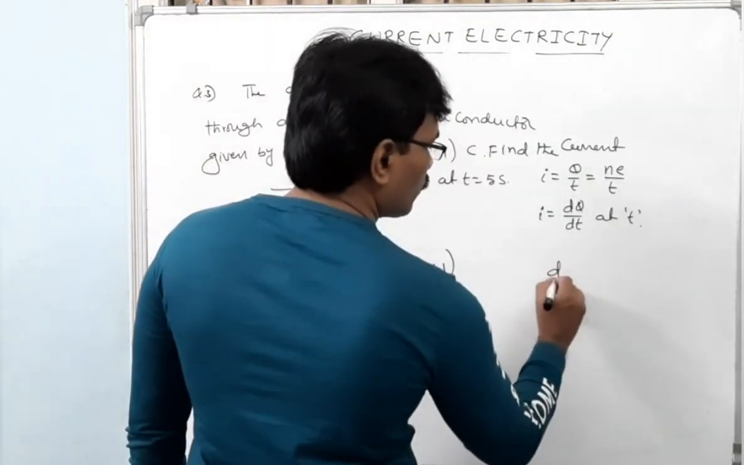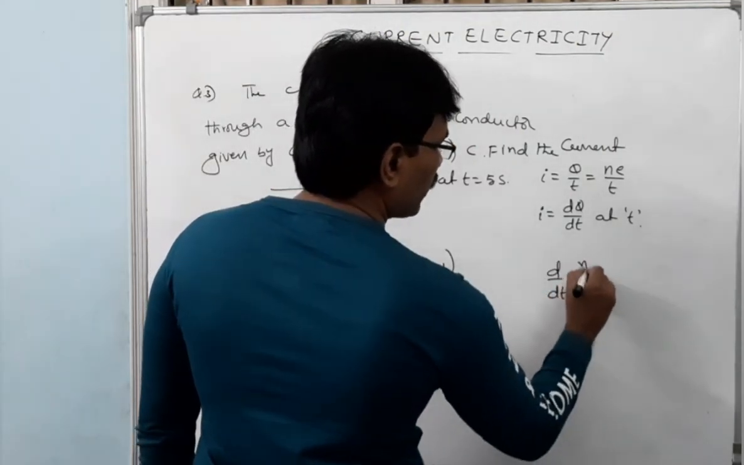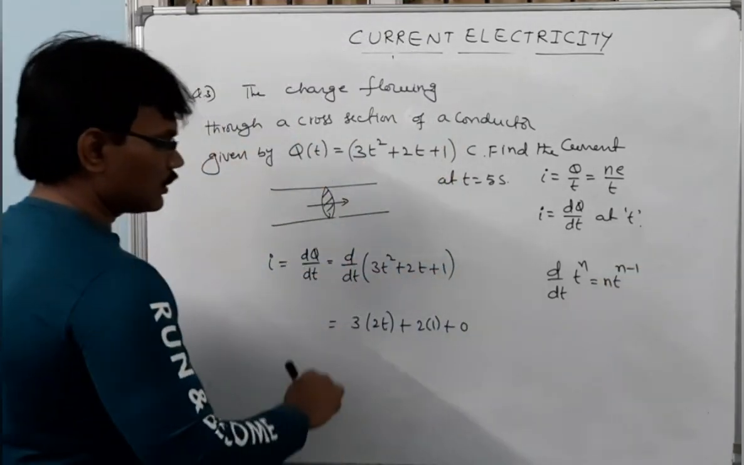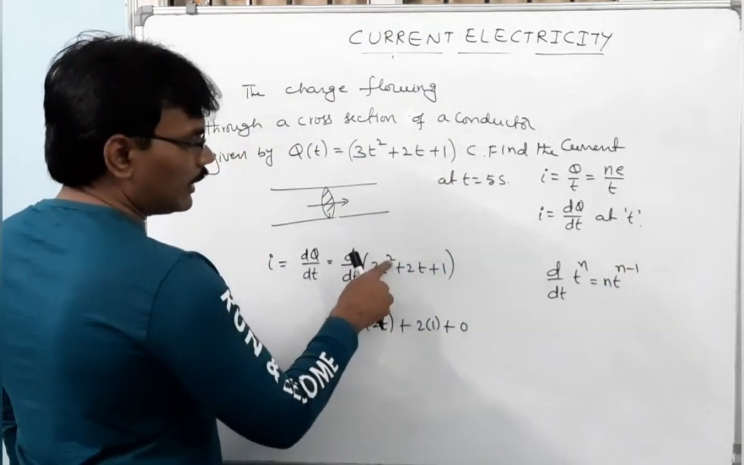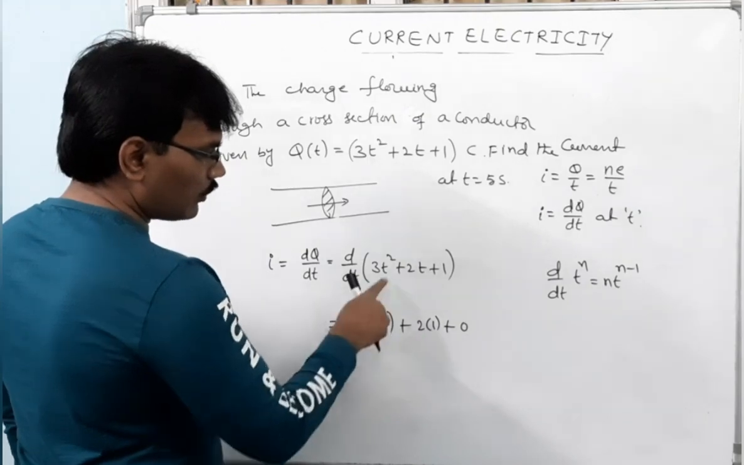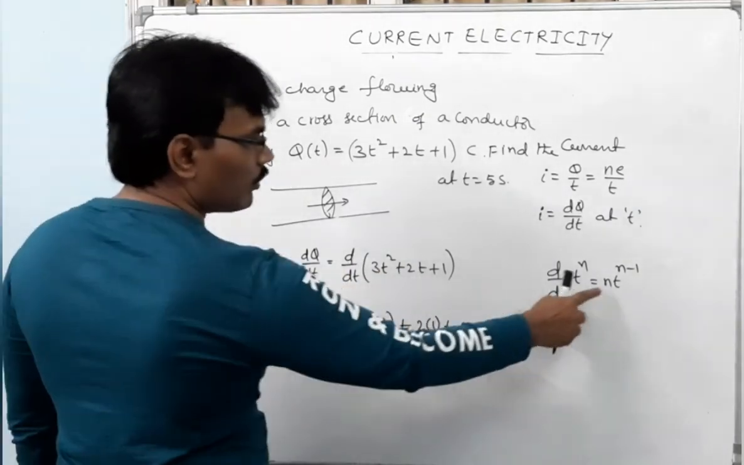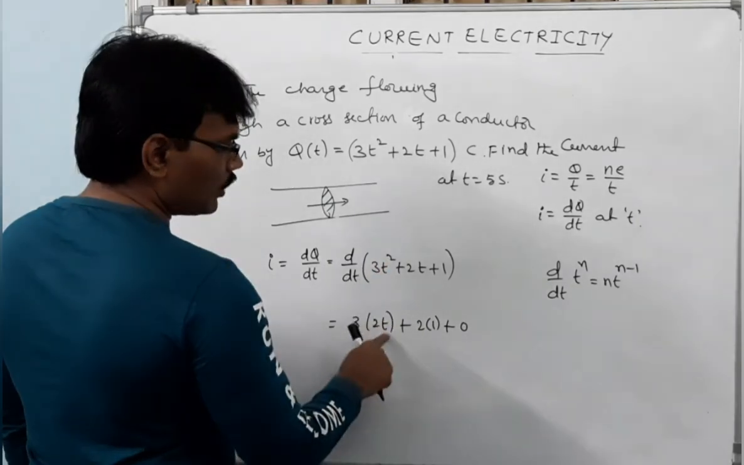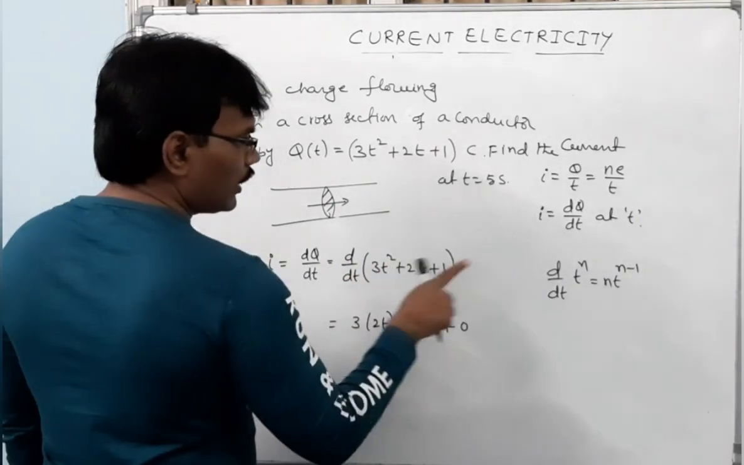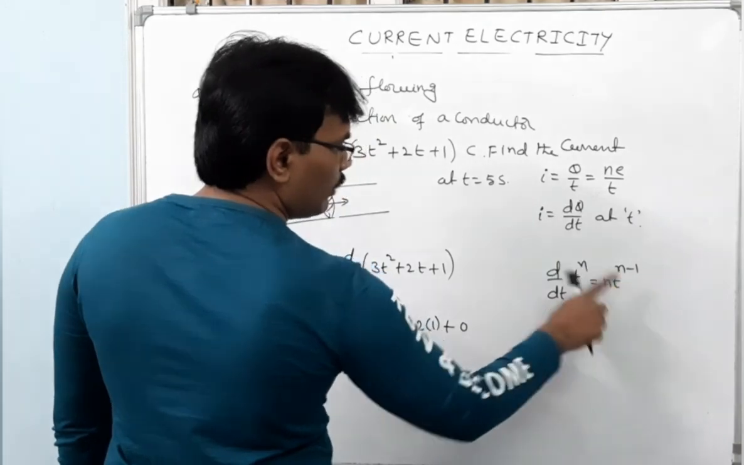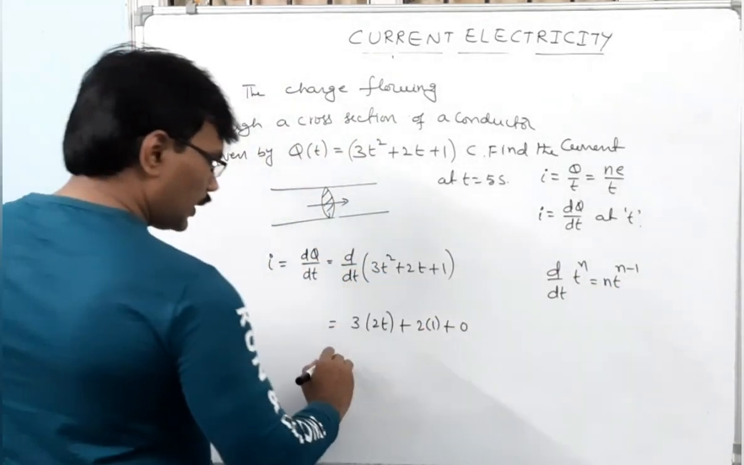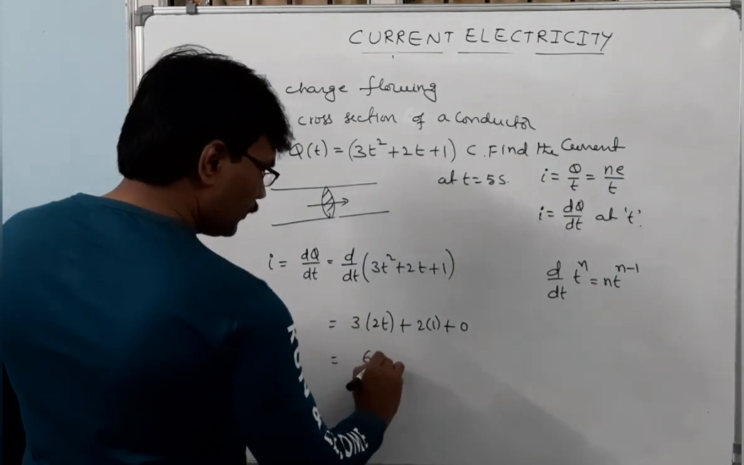So this is based on this formula: d by dt of t power n is equal to n into t power n minus 1. Okay, so d by dt of t square, here n is 2, so 3 is a constant. If you apply the formula, then 2 into t power 2 minus 1, therefore 2t, plus 2 into again d by dt of t. If n equals 1, then it will become 1. d by dt of t equals 1, simple differentiation formula, right? So therefore it is 3 into 2, 6t plus 2.